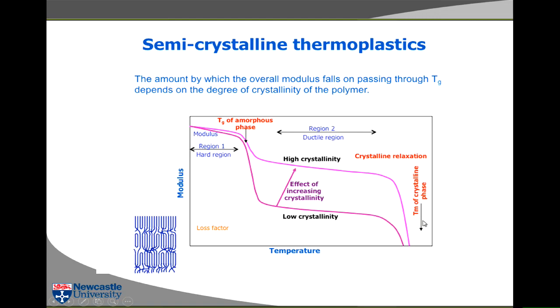So that's the sort of regional behaviour that you get. And then if you go up to a higher temperature, we get up to the melting point, and the Young's modulus goes down further. The difference here is the size of this step when you pass through the glass transition temperature depends on how many crystals there are. If there are a lot of crystals there, then you have a high Young's modulus.